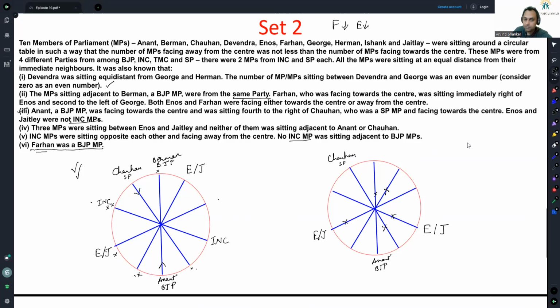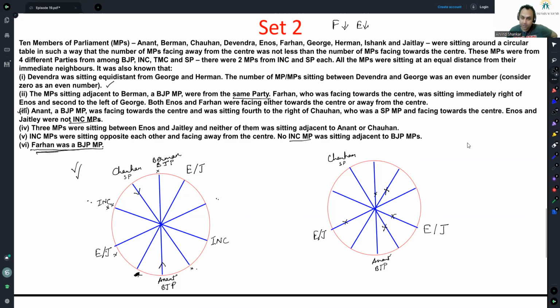The only spot where Burman can come is this spot, because Burman cannot be here. This is INC. EJ is here, Enos or Jaitley is here. So Burman cannot be here. If Burman was at this spot, next to him the 2 people are supposed to be from the same party. So Anant is from BJP, EJ is from BJP, Burman is from BJP, and we also had the information Farhan is from BJP. So we'll have 4 MPs from BJP. That is not possible. Also, Burman cannot be here because BJP and INC are different parties.